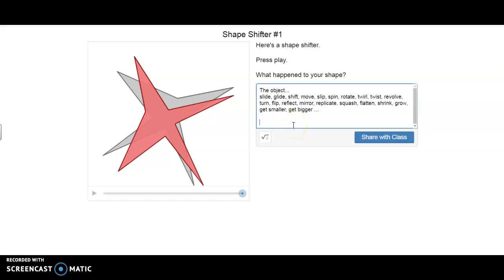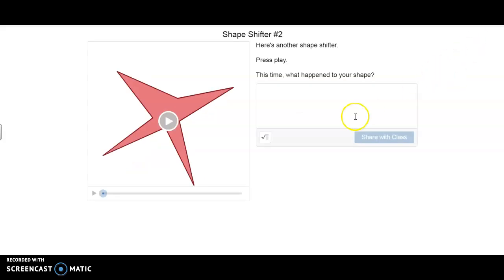And then even more, can you ask yourself, by how much did it do it? How much did it slide or glide, or how much did it rotate by or flip or reflect? And so that's all I want in here is just to write some words, a sentence for me or two. Let's take a look at the next one.